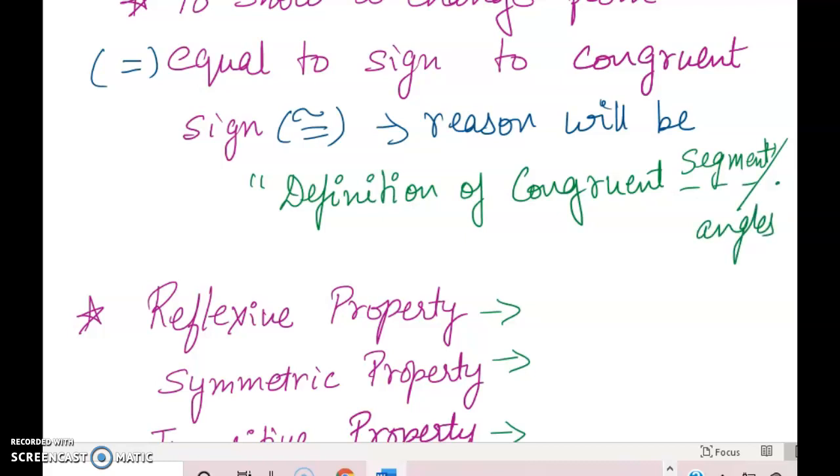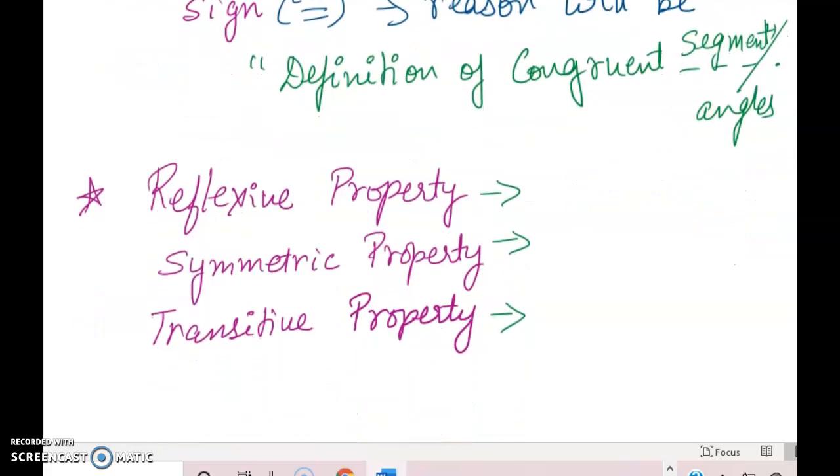A few other things are about the properties that we use. There are three different properties that are used more often for writing the reasoning and the proofs in basic geometric proofs: reflexive, symmetric, and transitive. Reflexive is just like mirroring, right? If I say A is equal to A or angle B is equal to angle B, they are the same thing. If mirroring makes sense to you, then go for mirroring.